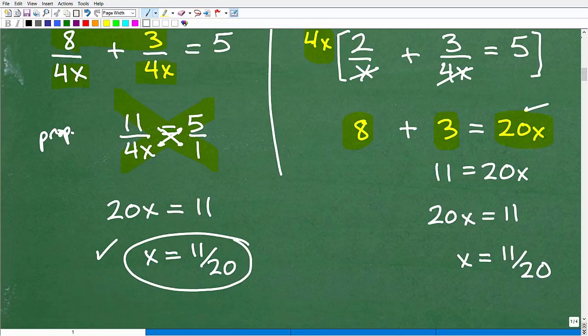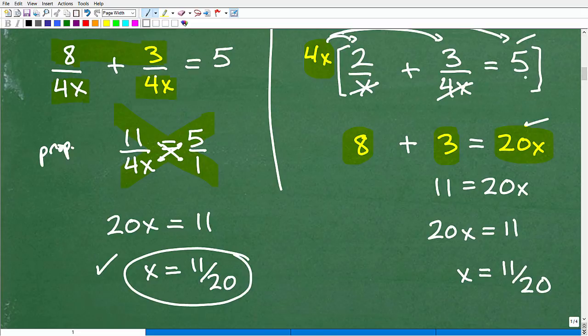So now I just rewrote this equation and I got rid of the fractions. Now, by doing this, though, by multiplying both sides of the equation by a variable or something that has a variable in it, you can introduce something called extraneous roots or solutions. You need to know this. Very important.